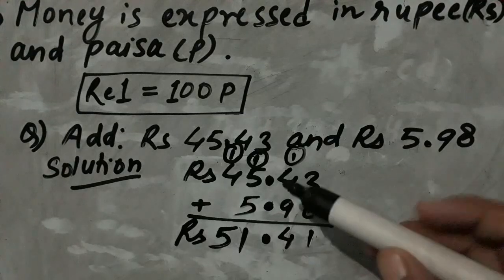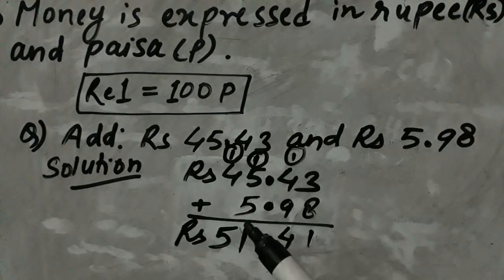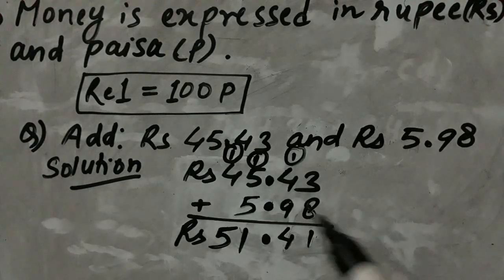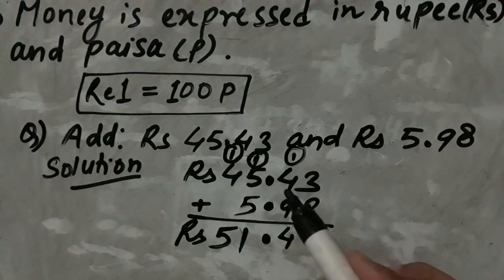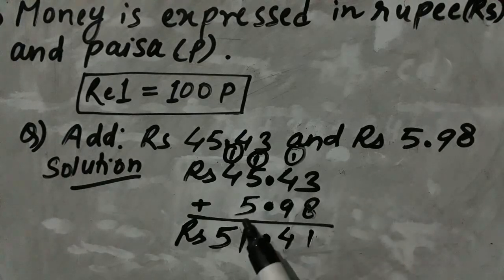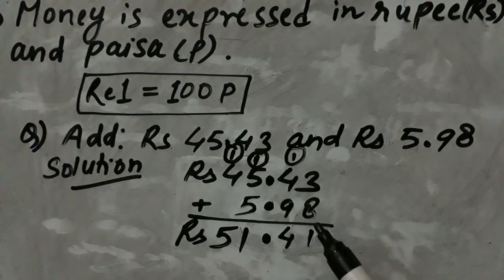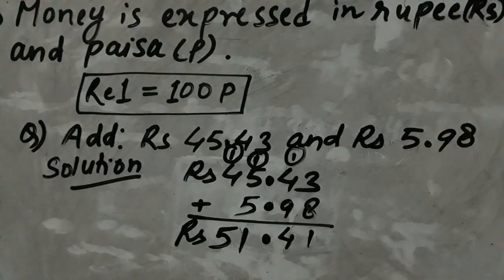So in this way we have added 45.43 and 5.98, which means 45 rupees 43 paisa and 5 rupees 98 paisa. The result is 51 rupees 41 paisa or rupees 51.41. So students, in this way we can perform addition of decimal.